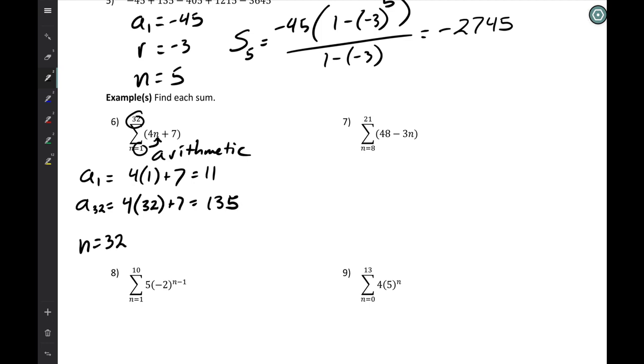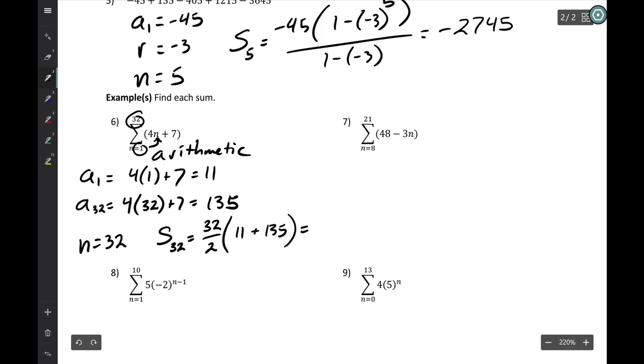And then I just plug everything into my formula. S sub 32 is equal to 32 over 2, so n over 2, times the first term, 11, plus the last term, 135. And we see that this is clearly 2,336. Our next term, I notice right away, it does not start at A sub 1, it starts at A sub 8. So that's still my first term in my series. That's where I'm starting, so that's okay. You don't need to go back and find A sub 1 because you're starting at 8 in this series here.